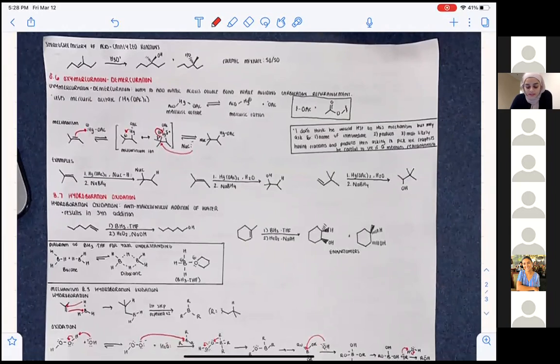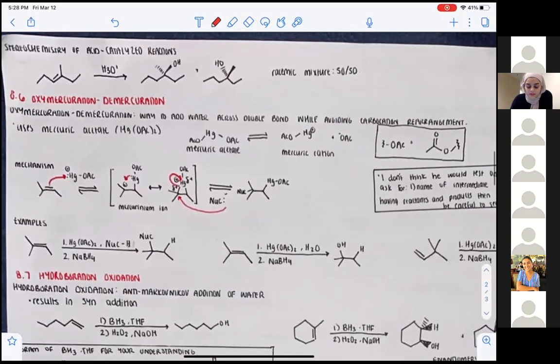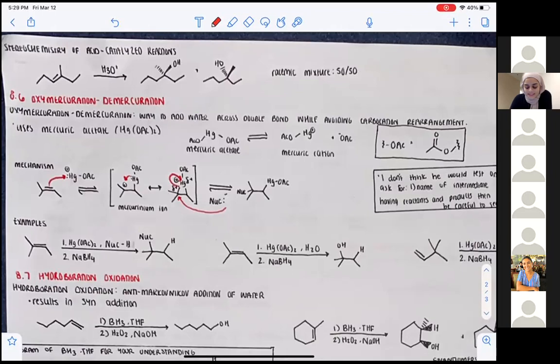Stereochemistry of acid catalyzed reactions. We have a racemic mixture, so then we have 50% of each of the enantiomers, which is just so nice for us. Okay, so then we have oxymercuration, demercuration, and is Hg mercury? That would make sense, I think. Yeah, it is. Mercury. Okay, then the name totally makes sense here.